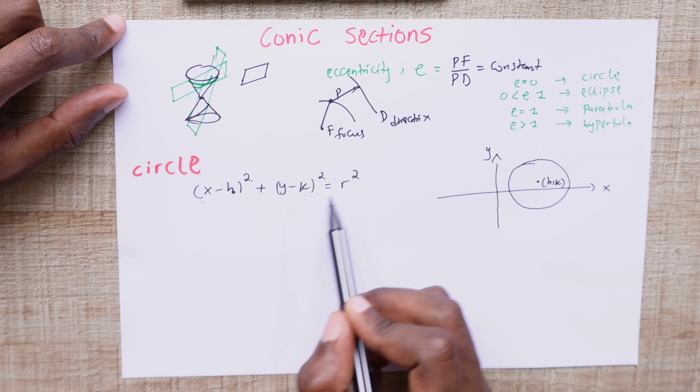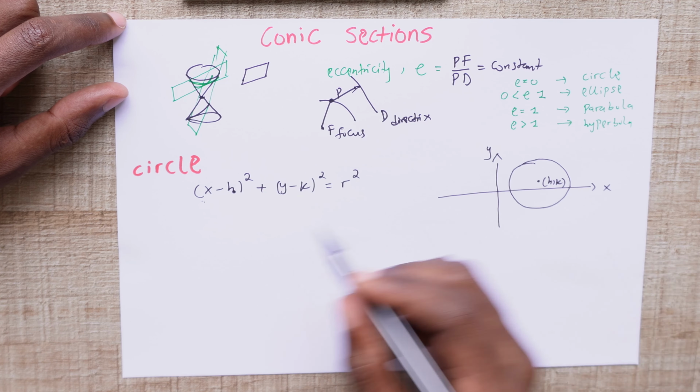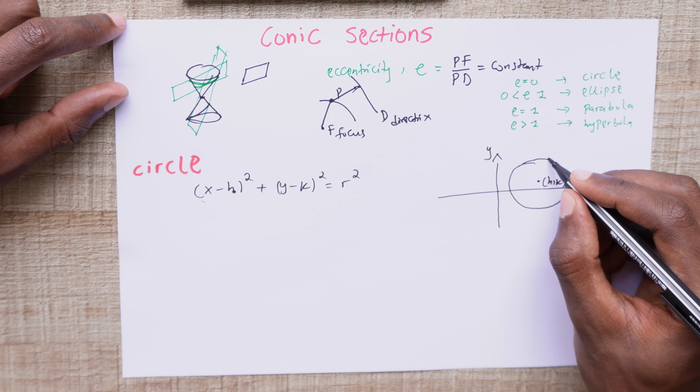So what this equation means is that a circle is the locus of a set of points, P in this case, of coordinates x, y, defined such that the distance from a fixed point of coordinates h, k, which is the center, is a constant. That constant is known as the radius.